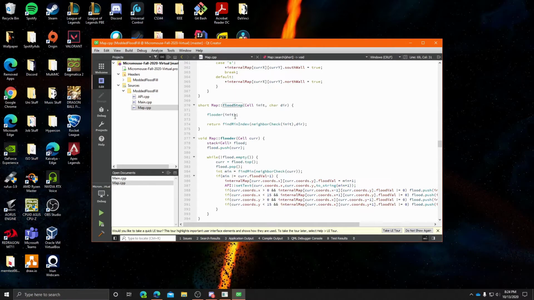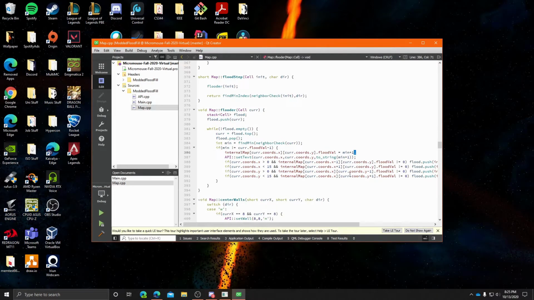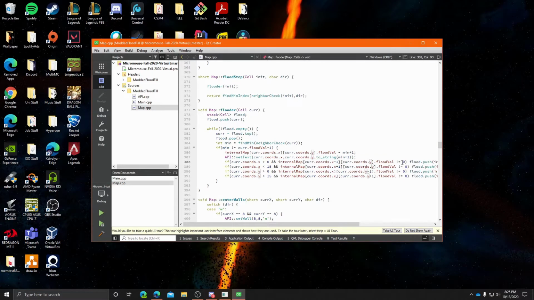And it calls a function called flutter. What flutter does is it creates a stack for cells called flood, and it pushes the current cell onto the stack. Then, while the stack is not empty, you find the cell at the top of the stack and pop it, right? Then you find the minimum value from your surrounding neighbors that you can access. If that value is not equal to your cell's current value minus 1, first of all, it sets your current cell's value equal to the minimum value plus 1. And then it pushes all the surrounding neighbors onto the stack, given that their flood value is not equal to 0.